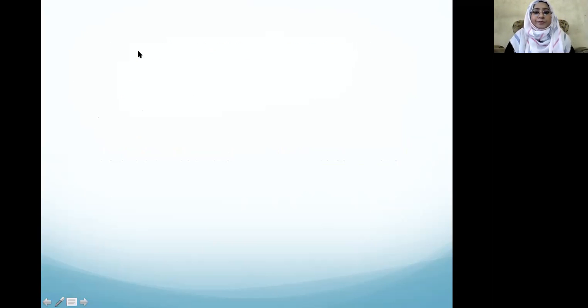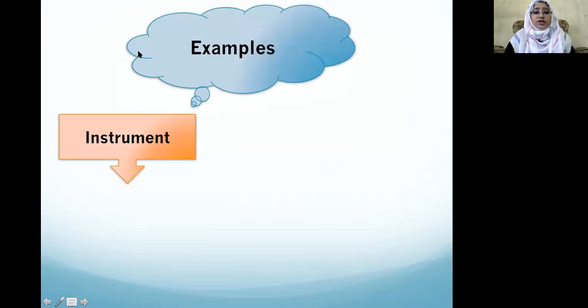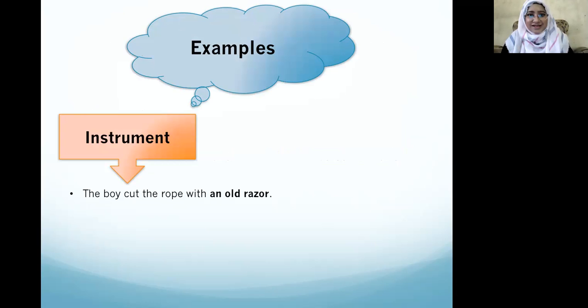For example, for instrument, if we see the example, the boy cut the rope with an old razor. What do we notice? The boy, who is the agent, is doing the action of cutting what? The theme, the rope. How is he cutting it? With the use of an old razor. So this old razor will be called the instrument because he is performing the action of cutting with the use of the old razor, right? He drew the picture with a crayon.